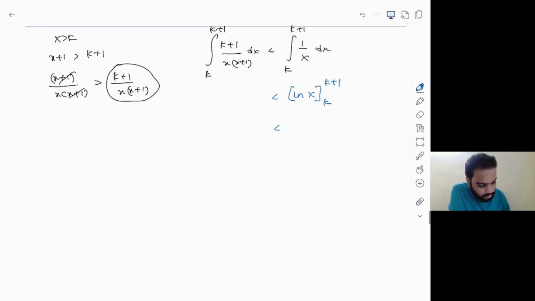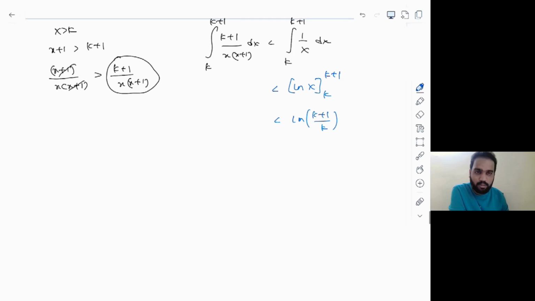And if you substitute the limits, you will be getting ln of k plus 1 minus ln k, log a minus log b, which would be log of a by b. That is ln of k plus 1 divided by k. So this is the right hand side part. But once again, we need to apply sigma to this one, right?